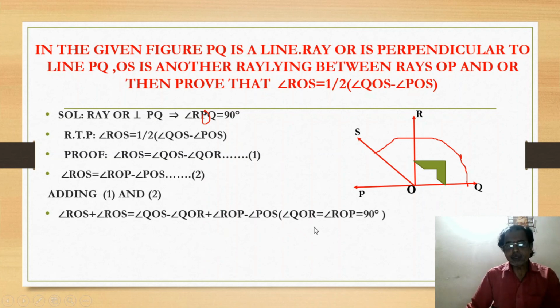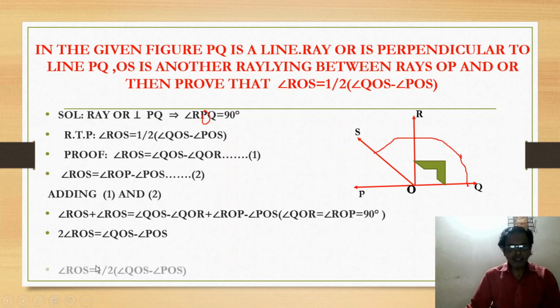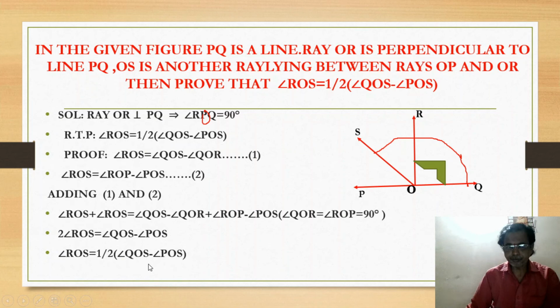But angle QOR and angle ROP are what? 90 degrees. Simply those two are 90 degrees, already we discussed that. So minus 90 plus 90 gets cancelled, as these two are the same value. Then on the left side we get 2 times ROS. On the right side we get QOS minus POS. That is, 2 times angle ROS is equal to QOS minus POS. So the final result: ROS is equal to 1 by 2 times of angle QOS minus angle POS.